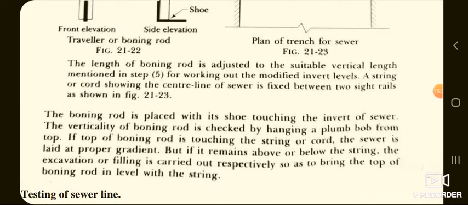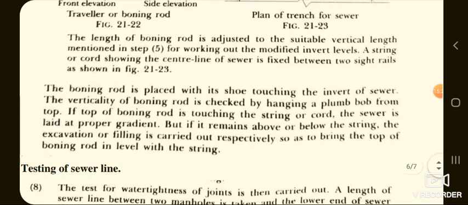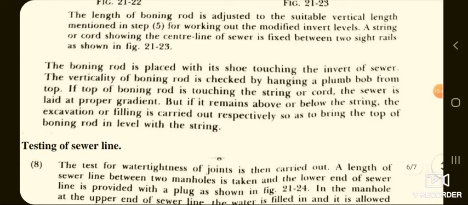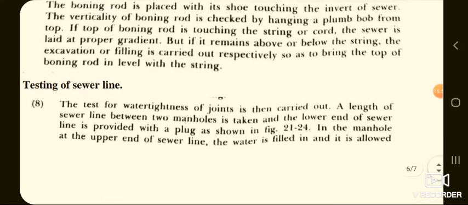The boning rod is placed with its shoe touching the invert of sewer. The verticality of boning rod is checked by hanging a plumb bob from the top. If the top of boning rod is touching the string or cord, the sewer is laid at proper gradient. But if it remains above or below the string, the excavation or filling is carried out respectively so as to bring the top of boning rod in level with string.